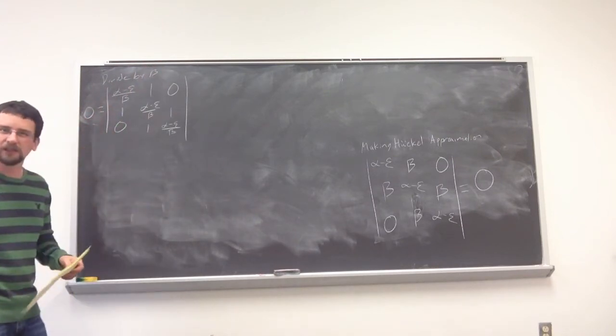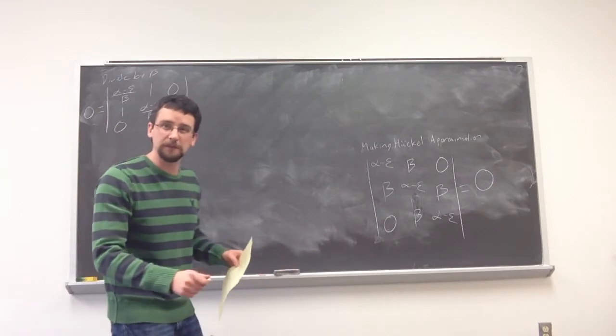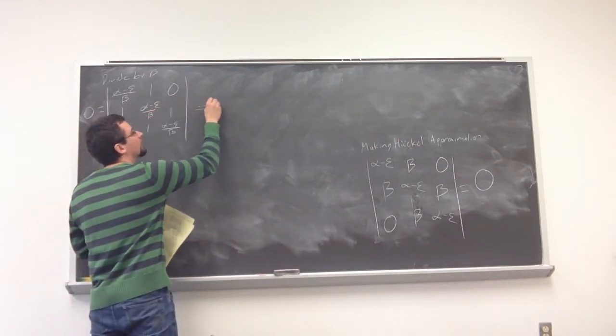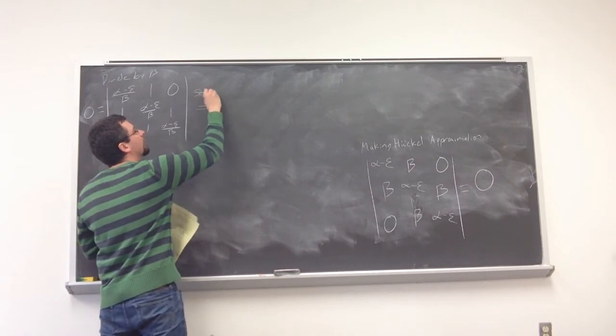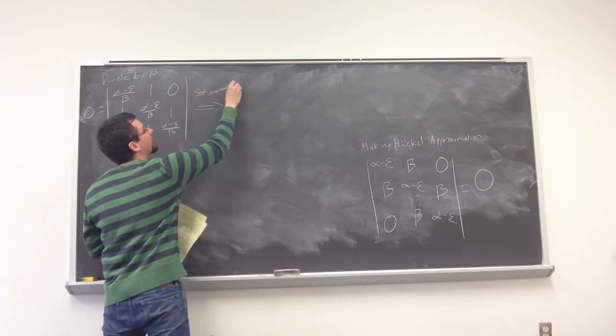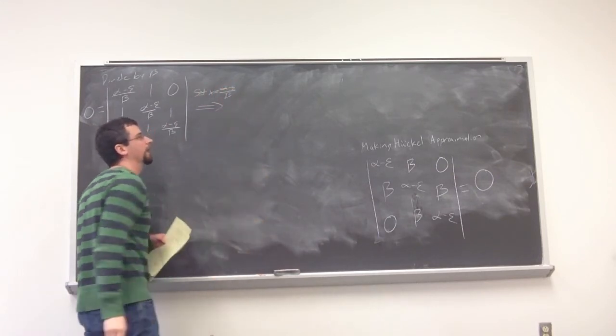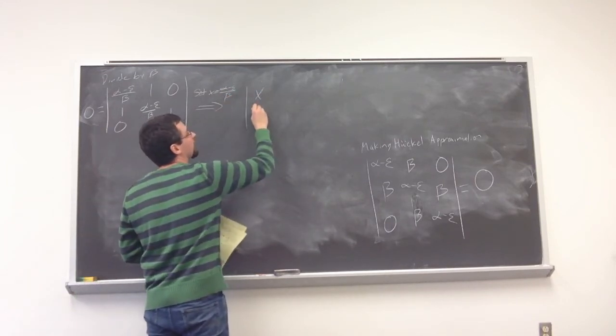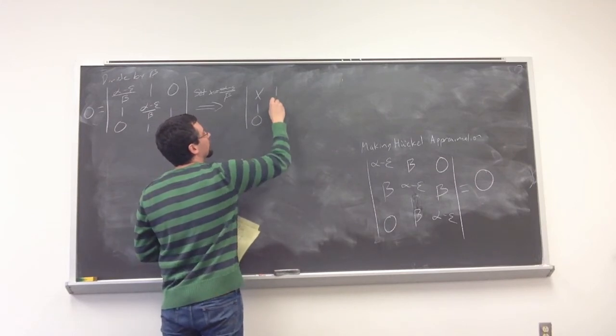We can make this a little bit simpler. We can use a substitution. We can sub in x. So set x equal to alpha minus epsilon over beta. If we do that, our matrix looks even simpler.